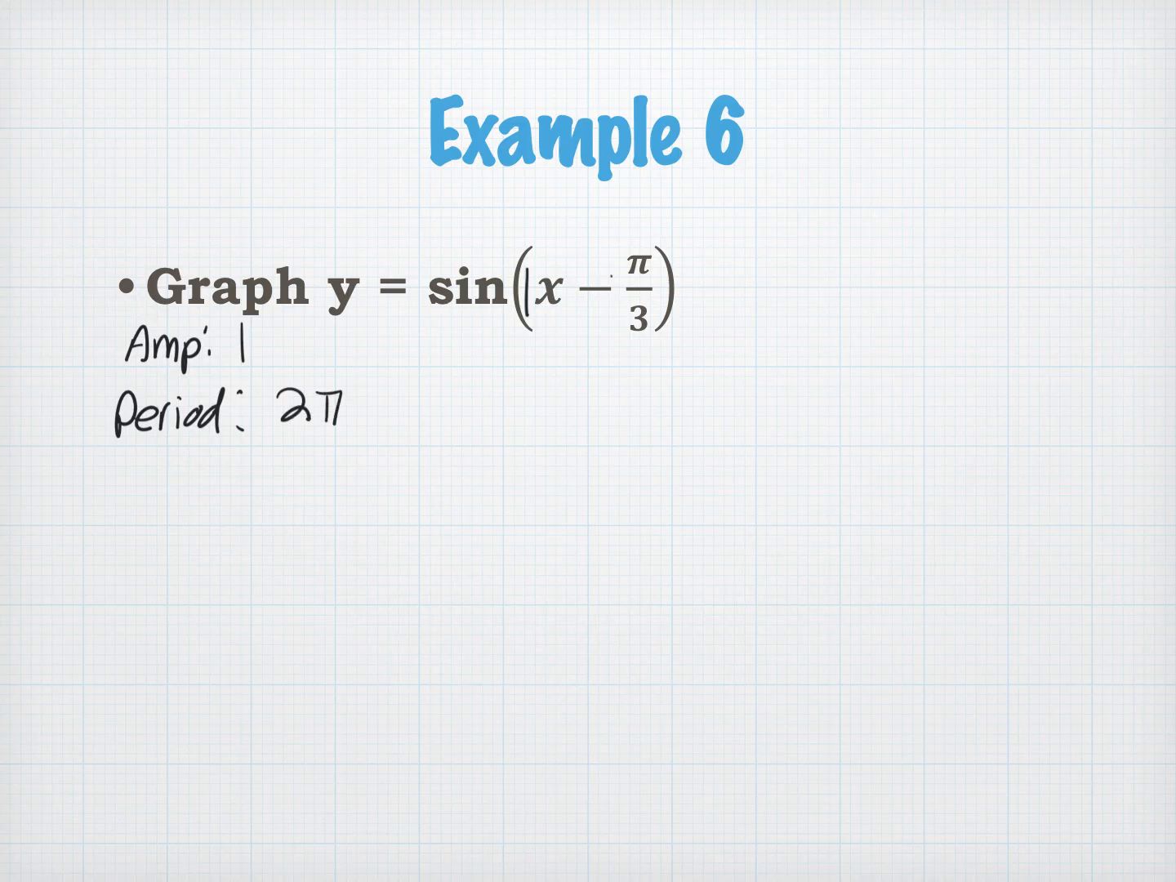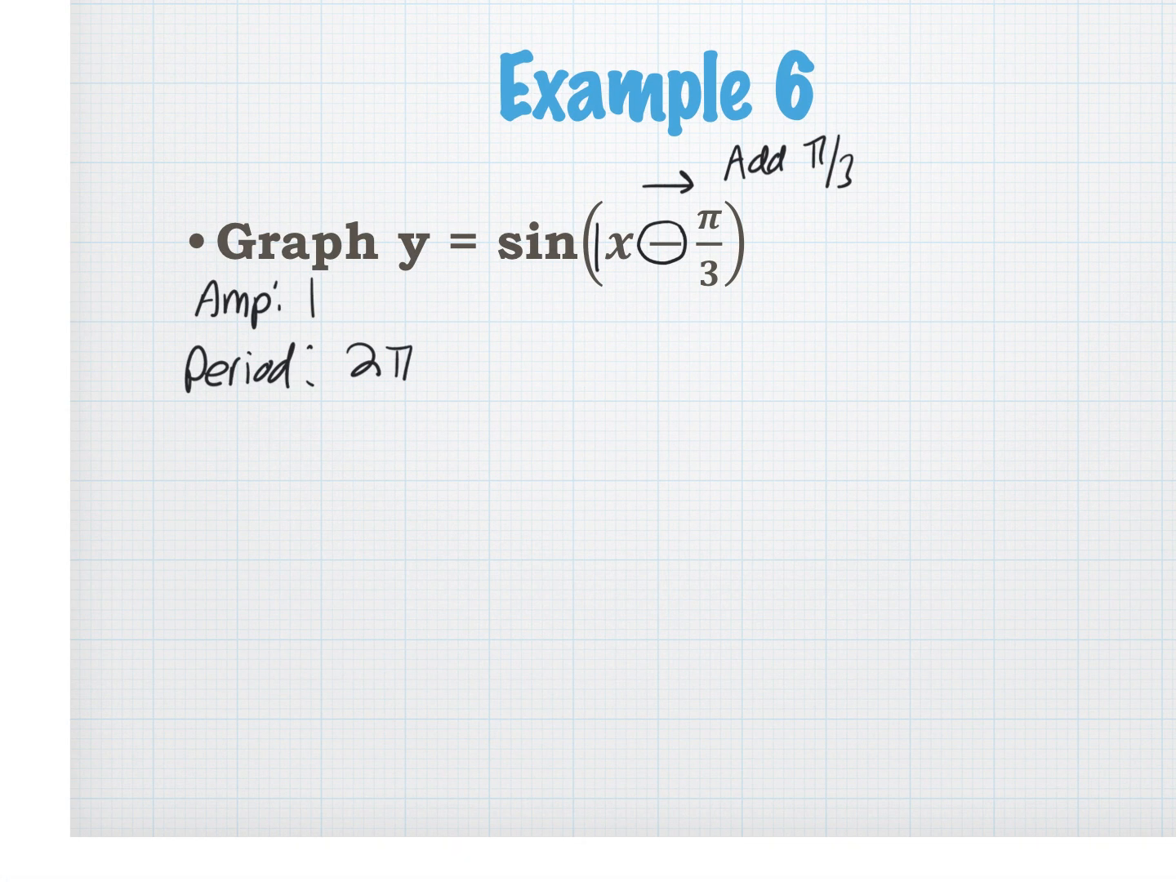We do have a phase shift, right? There is a minus pi over 3. Minus means you're going to go to the right. All right, so you're going to add pi over 3 to your key points. So add pi over 3 to your key points. All right, so let me write out the key points.